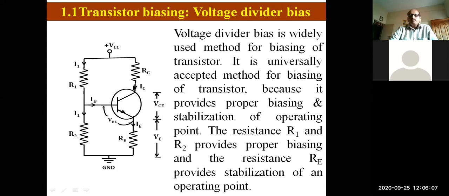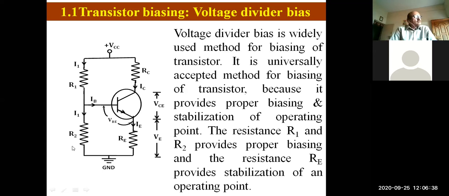How can we calculate the collector current? We can calculate the emitter current. Collector current is actually the same as the emitter current. How can we calculate the emitter current? We can draw the voltage drop across RE, IE into RE, that is VE. Also we can obtain the voltage across R2. Voltage across R2, that is equal to VB, is obtained by the voltage divider law.